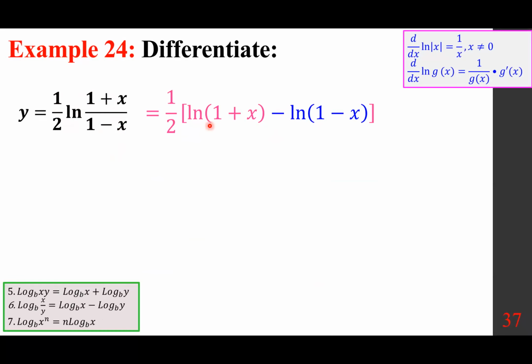So now 1/2 remains. If you want to differentiate this, just look at this one and flip it over. First we have the 1/2. Then we flip this over, and it becomes 1 over g of x, or 1 over 1 plus x, times the derivative of the inside, which is 1, minus, flip this over, 1 over 1 minus x, and by the chain rule times g prime of x. The derivative of the inside is negative 1, everybody.